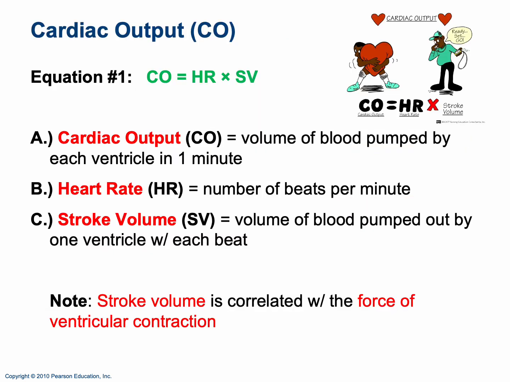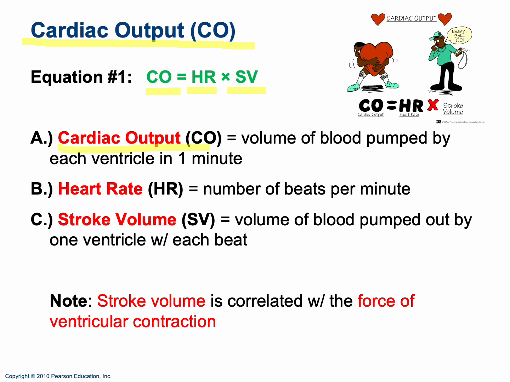We now take a look at cardiac output. And cardiac output, CO, here's the equation. So cardiac output, CO, is going to equal heart rate times stroke volume. So cardiac output equals heart rate times stroke volume.